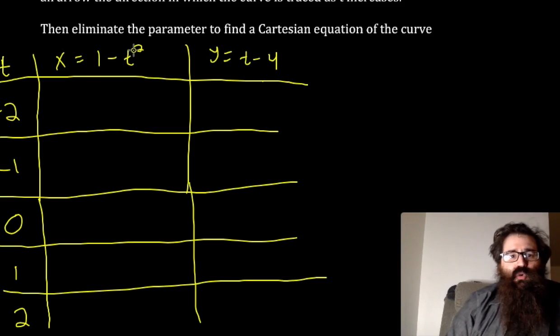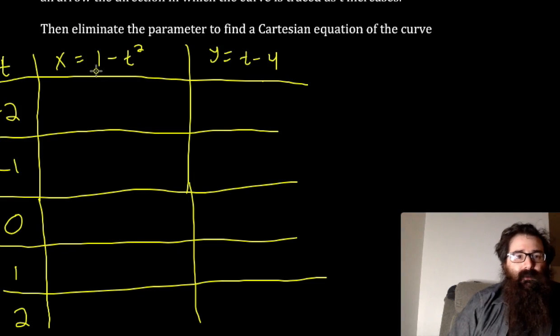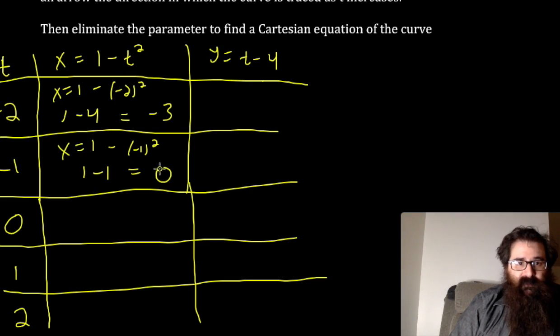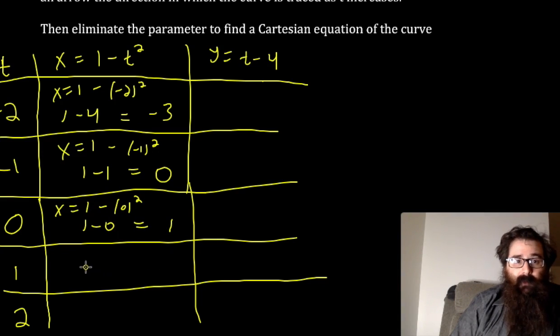Let's plug negative 2 in for t. And here, we'll do all the x first and then all the y. So if I plug negative 2 in for t, I get x is 1 minus negative 2 squared. So that's 1 minus 4, which gives me negative 3 for x. If I plug negative 1 in for t, I get 1 minus negative 1 squared, which is 1 minus 1, which gives me 0. If I plug 0 in for t to find x, I get 1 minus 0 squared, which is 1 minus 0, which gives me positive 1.